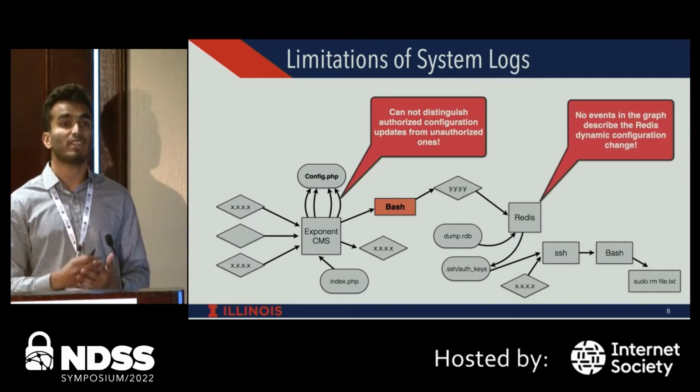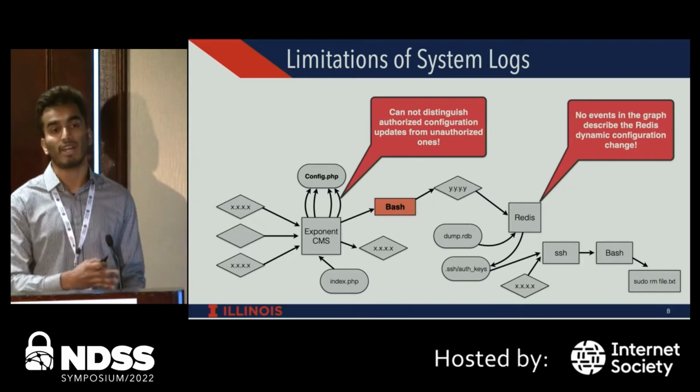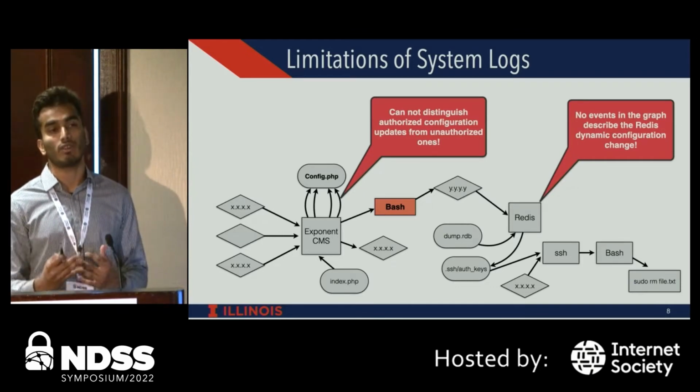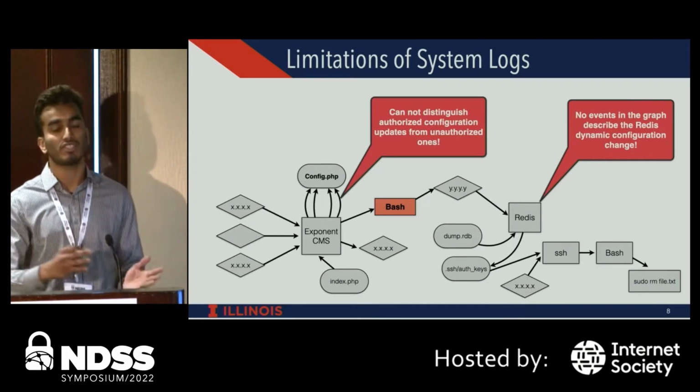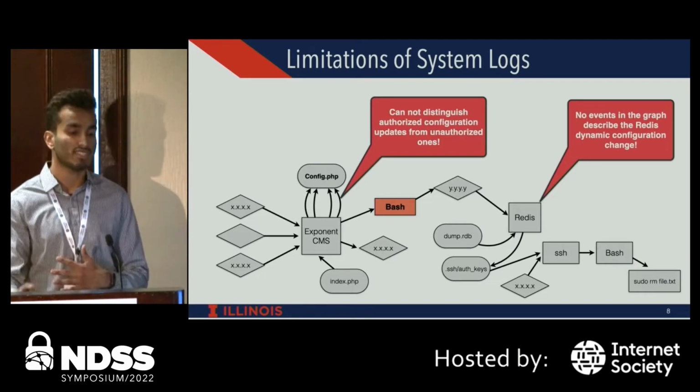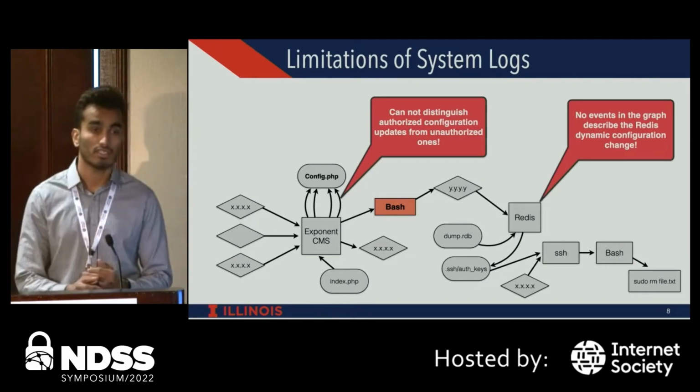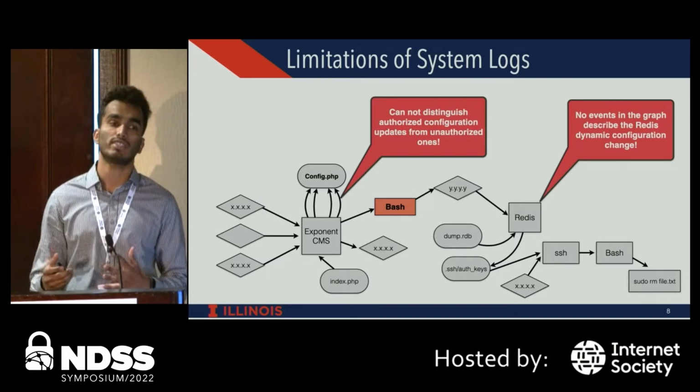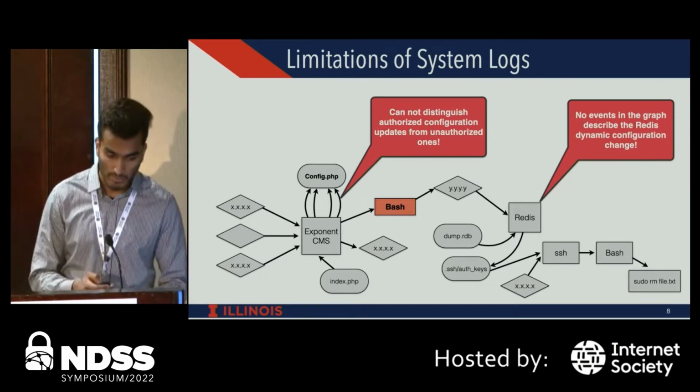Moreover, to make matters worse, in the case of the in-memory attack on Redis, no events in the log describe the dynamic configuration change that led to the privilege escalation. As a result, system logs in this case paint an incomplete picture of the attack.